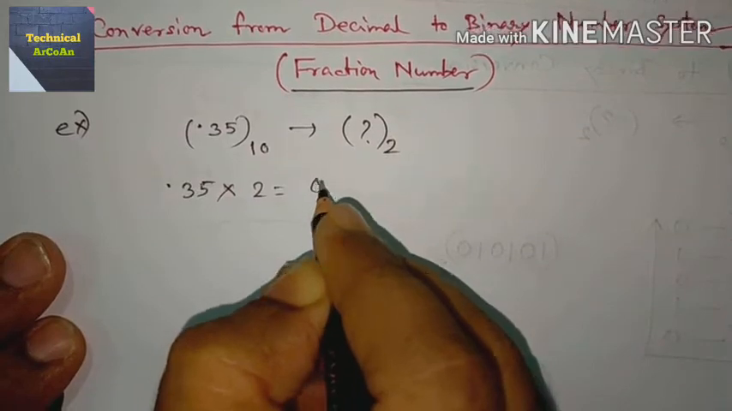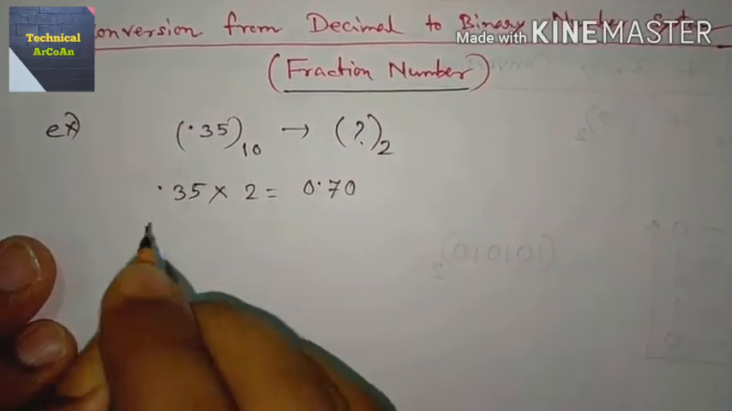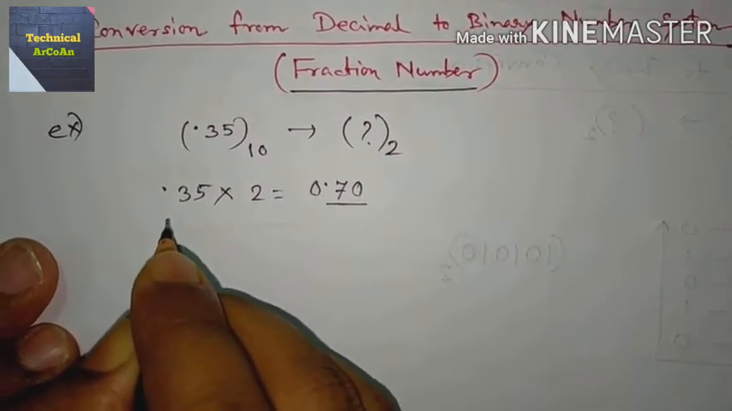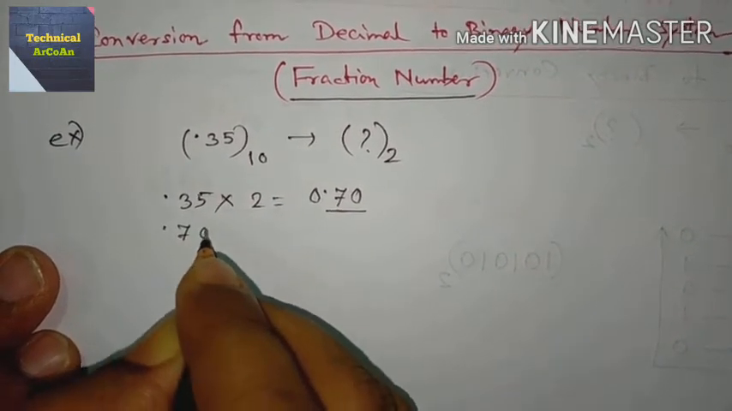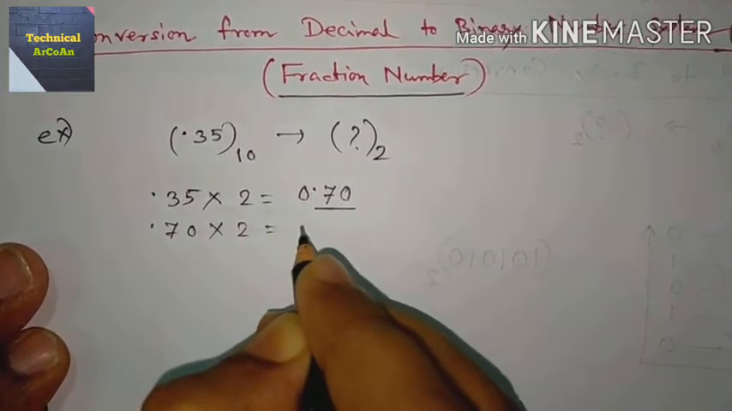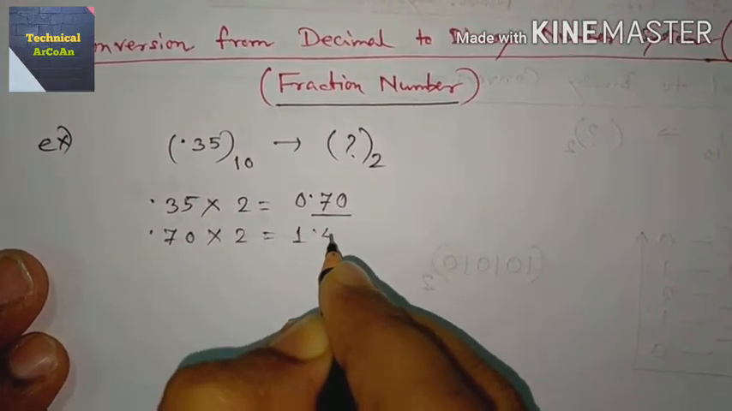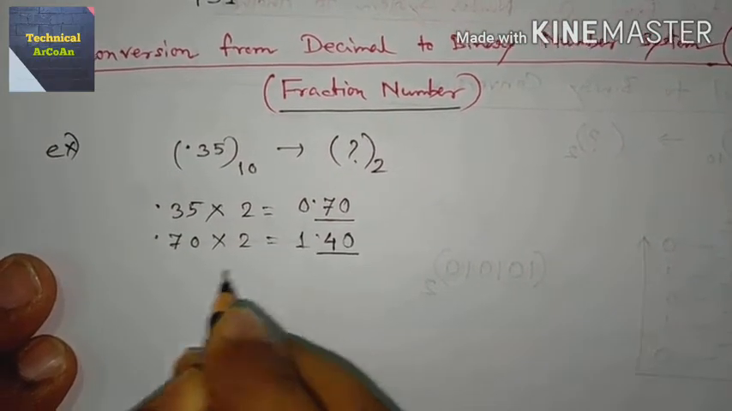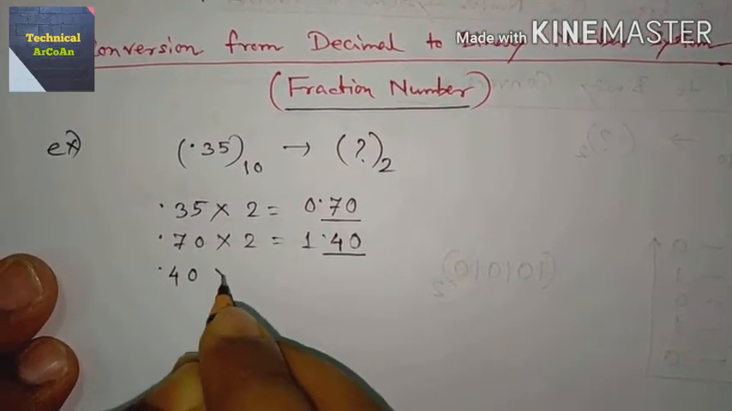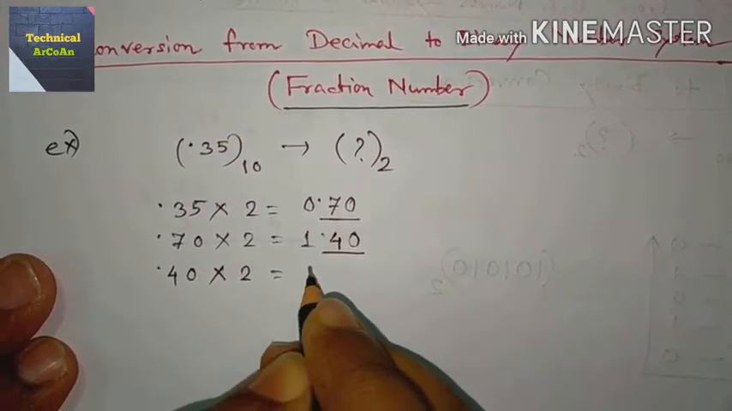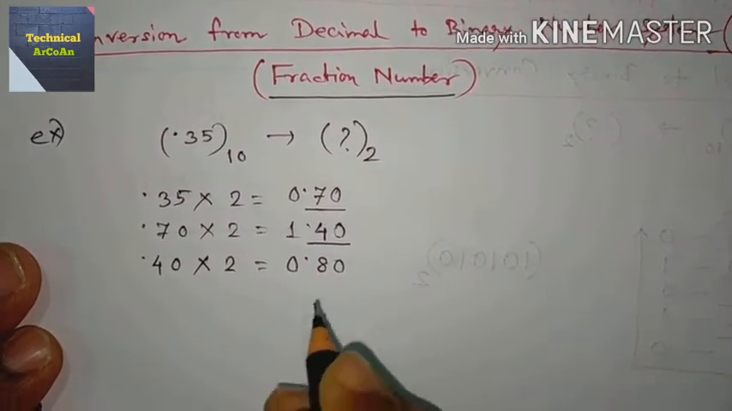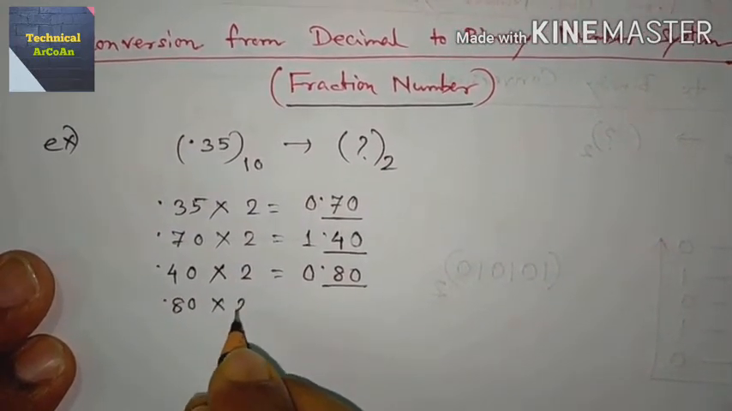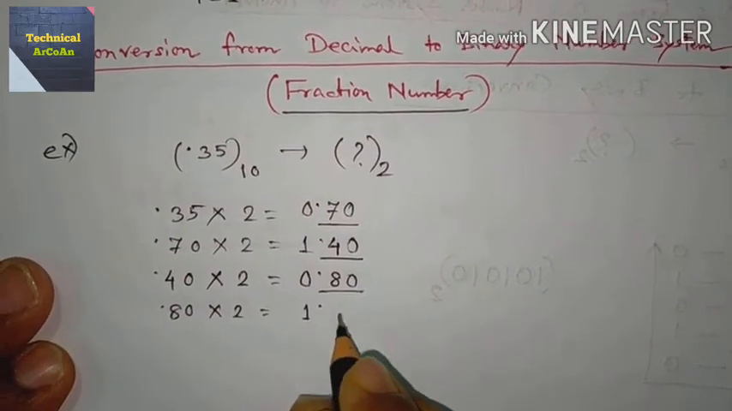So what will be the result? 0.70. In the next step, only the fraction part goes to the next step. So 0.70 times 2, what will be the result? 1.40. Clear? In a similar manner, only 0.40 goes on, and the result will be 0.80. Next, in the same manner, 0.80 times 2, what will be the result?